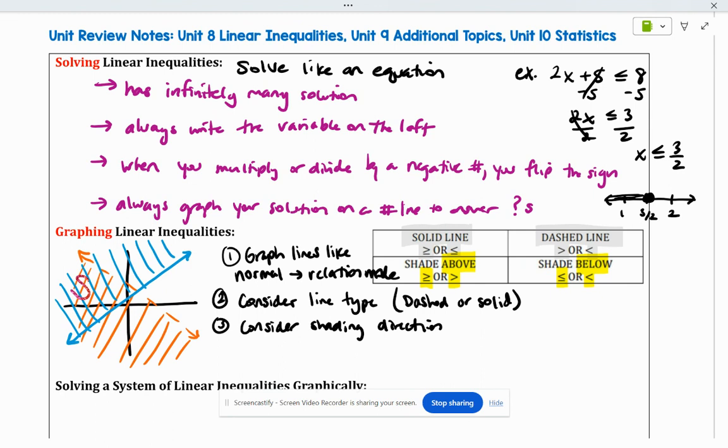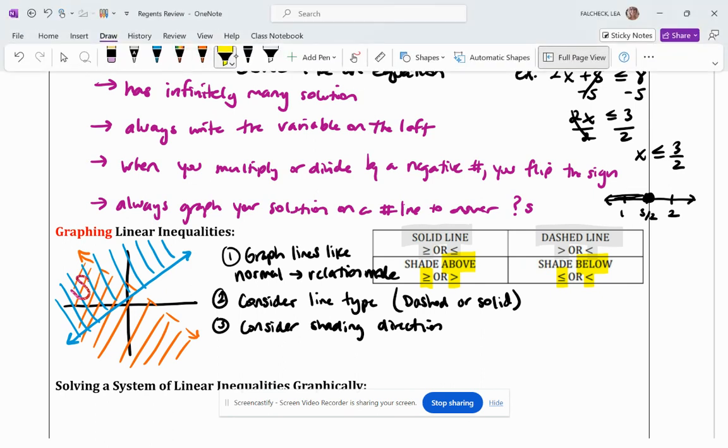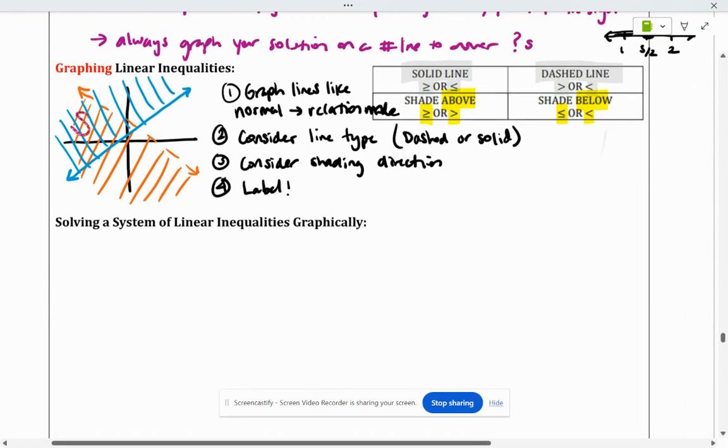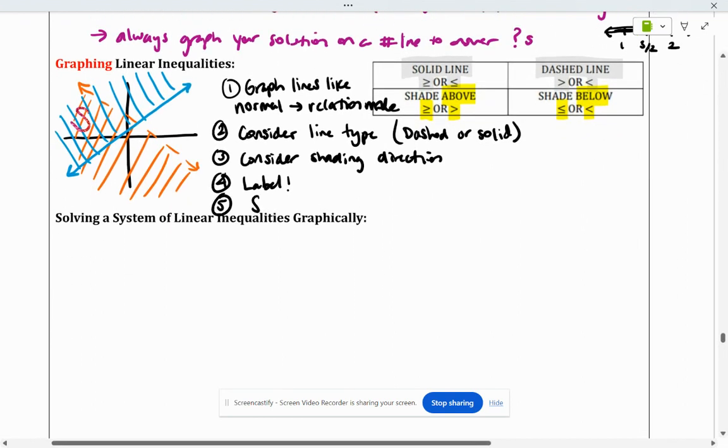And then number 4, you label, make sure you label both of your inequalities. If there's more than one inequality graphed on the graph and you didn't label, that's a whole point off. Make sure you label them, okay? And then draw your S on the solution region.